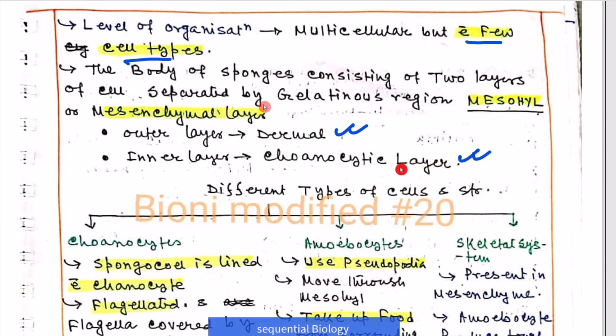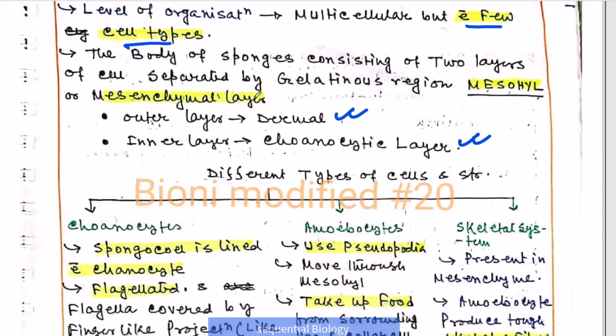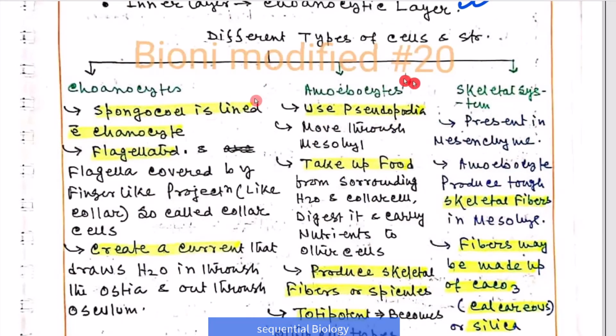This is called the choanocytic layer because the choanocyte cells are present only in the inner layer. This is very, very important, the position of this choanocyte cell. Since this shows the cellular level of organization, different types of cells are present, and the most important type is the choanocyte. It is lined with choanocyte cells, which are flagellated, and the flagella are surrounded by a finger-like projection like a collar, so it is called the collar cell.